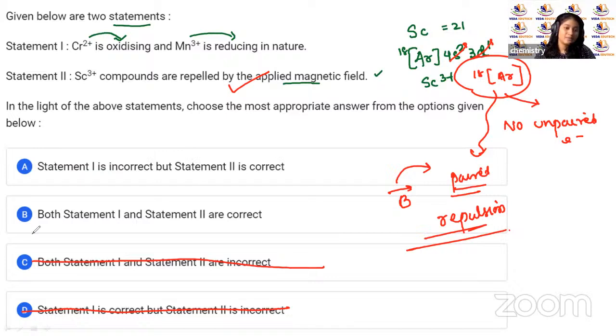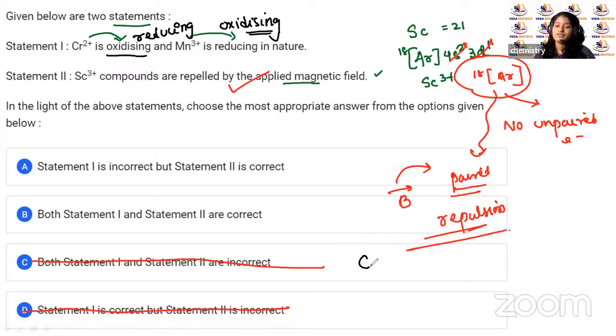So let us look at statement 1. Statement 1 says that Cr2+ is oxidizing. That means it should undergo reduction, but this statement is wrong. This should be reducing and this should be oxidizing. Why is that? So we'll see. How did I tell you like that without doing anything? We'll see their electronic configuration.